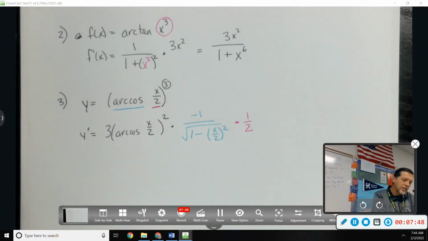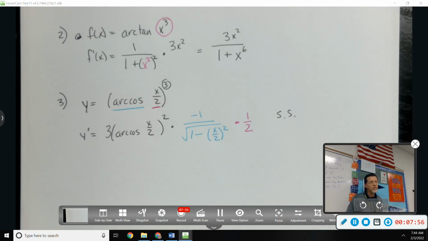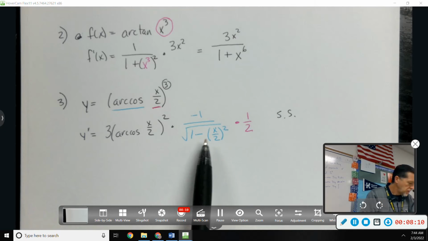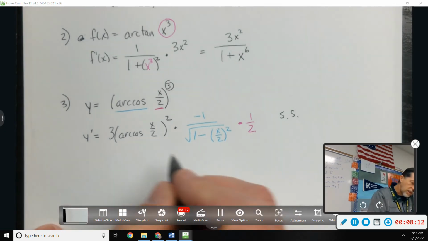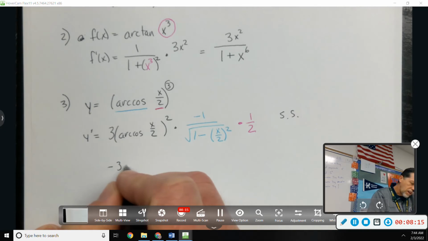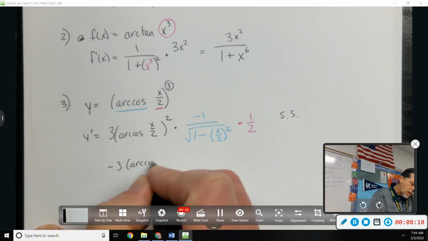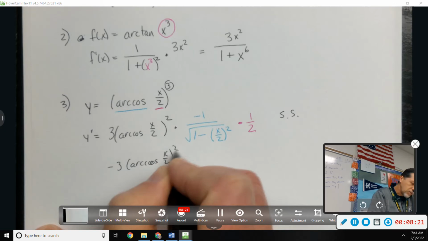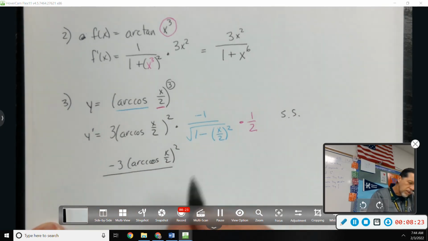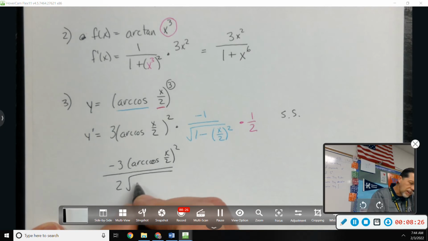Now, that's a perfectly legitimate safe stop, but there's a lot of algebra that can be done and sometimes is done, especially on multiple choice. So let's make sure we can get from there through the end of the problem. And the main issue, I think, is this fraction in the square root down there. Let's see. So negative 3 arc cosine x over 2 squared all over. I'm just trying to rewrite it now. I haven't really simplified anything.